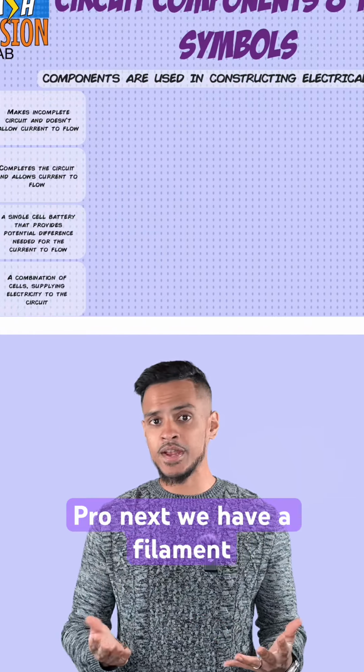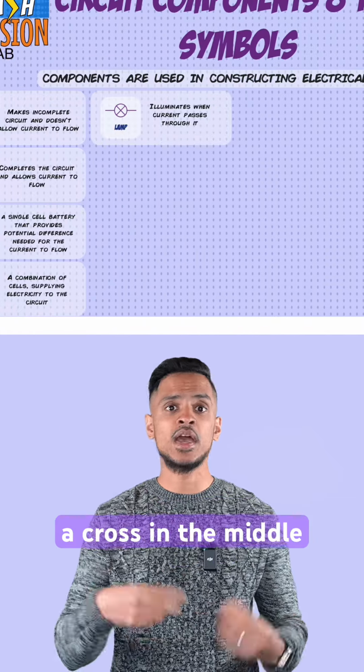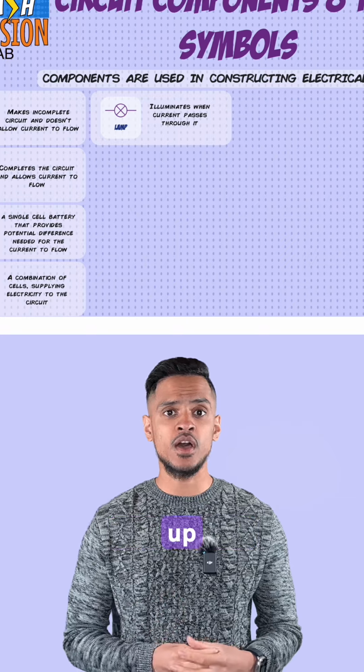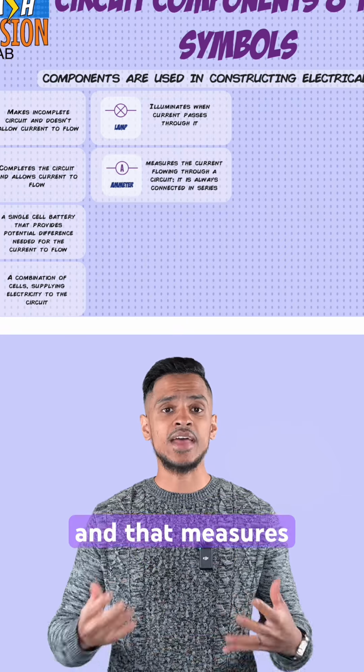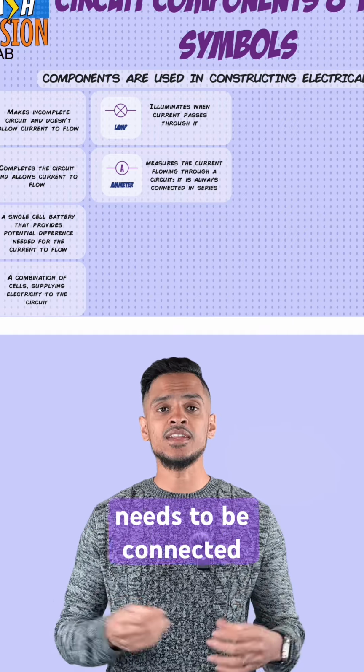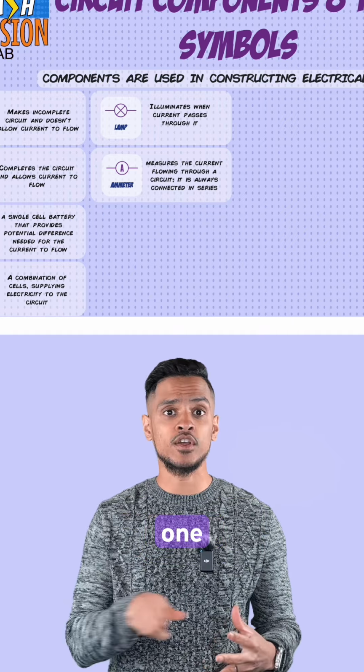Next, we have a filament lamp, which is a circle with a cross in the middle, and that's basically a light bulb which lights up when current flows through it. A circle with an A in it is called an ammeter, and that measures the current in a circuit. That needs to be connected in series, which means one complete loop.